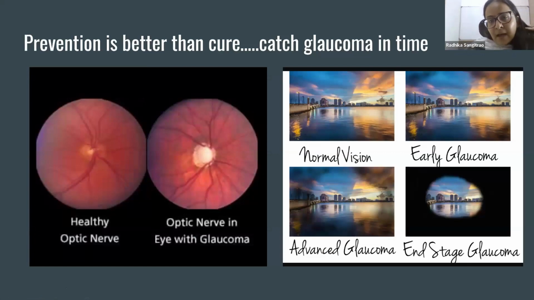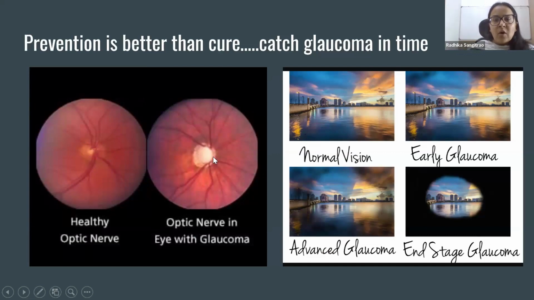Now, some other eye problems that I would like to throw light upon is, earlier I talked about glaucoma. Now, why is glaucoma so important? Because it is a disease like diabetes, which, firstly, cannot be cured, but it can be controlled, and diagnosing glaucoma in time is very important. In the right time is very important. So on the left, you see this. The left side is a healthy optic nerve.